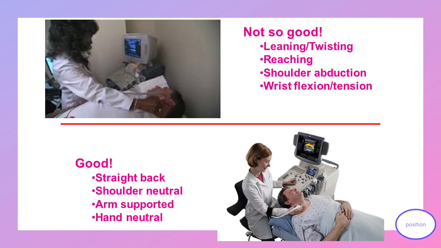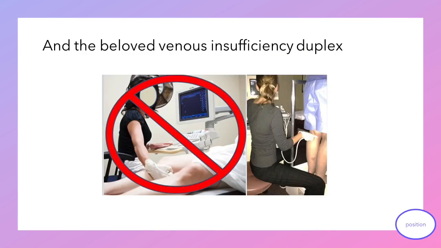Those cowboy technologists that think they look cool putting that transducer around their neck to keep it out of the way, not so good. Now, this is the beloved exam of all times, the venous insufficiency duplex. And I happen to love this exam. What we would never want to see is this type of work right here, where we're really stretching and reaching. For a venous insufficiency exam, we're going to be standing these patients, right?